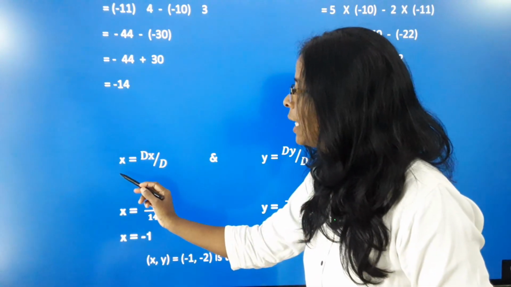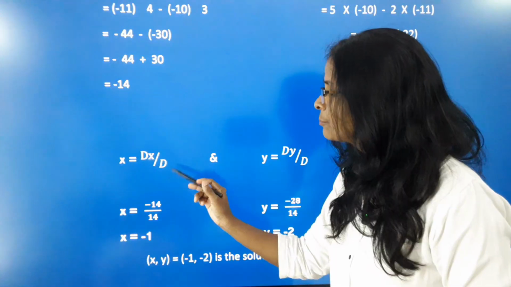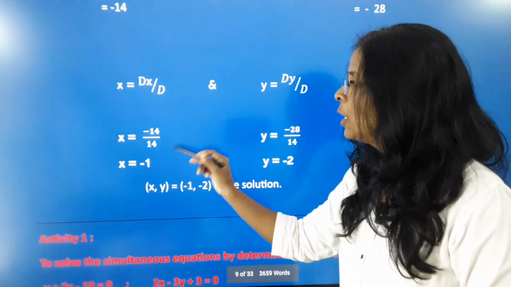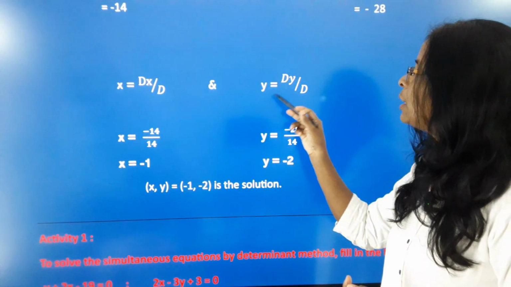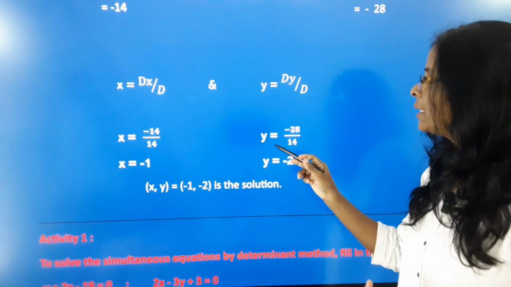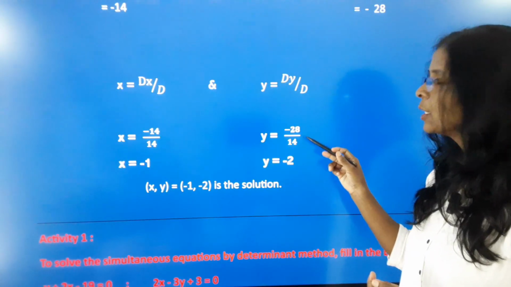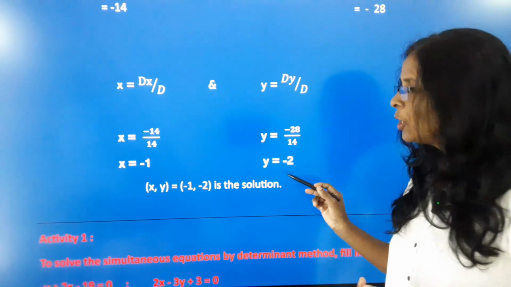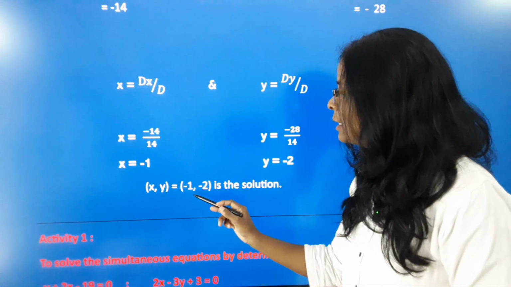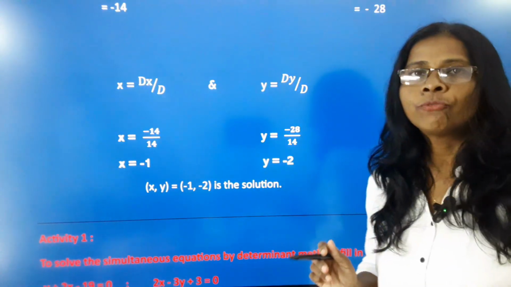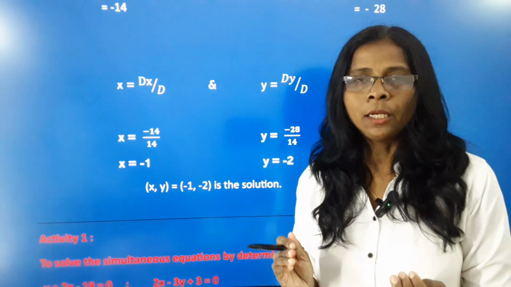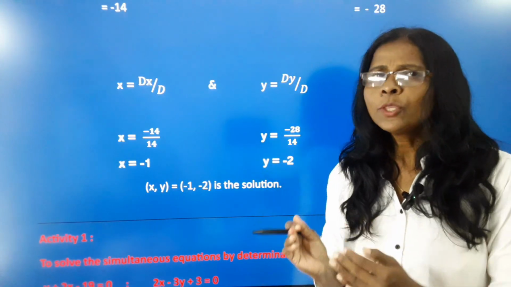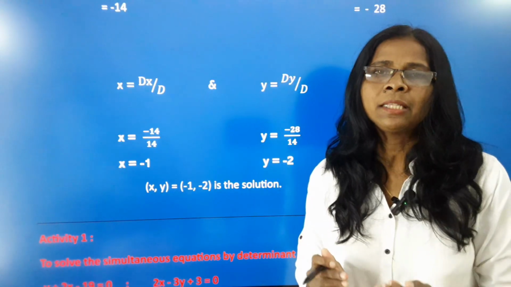The formula for x is equal to Dx upon D. That means x is equal to minus 14 upon 14, which is equal to minus 1. Then y is equal to Dy upon D. That means y is equal to minus 28 upon 14, that means y is equal to minus 2. So (x, y) equal to (minus 1, minus 2) is the solution of the given simultaneous equations. This way we can carry out this process, Cramer's method.